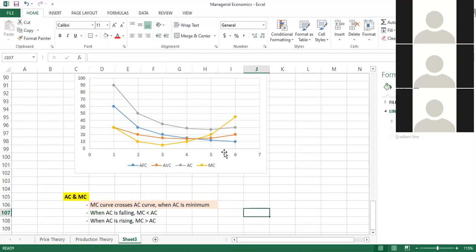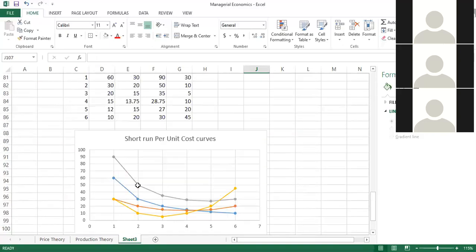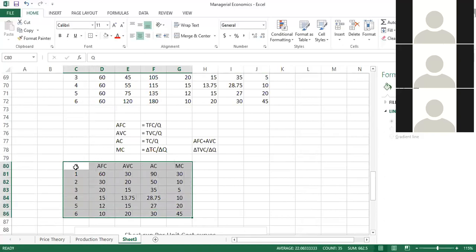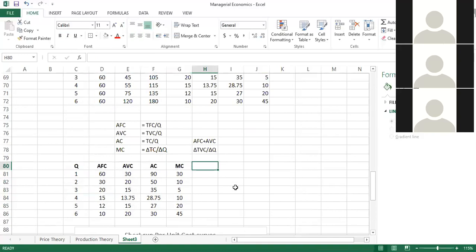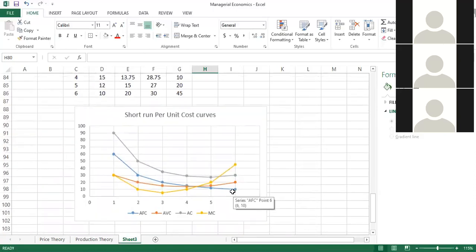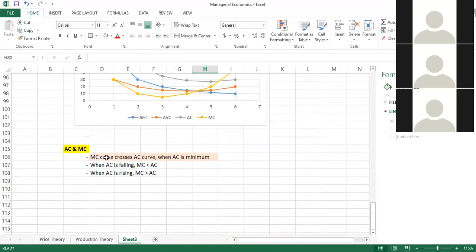Whenever we incorporate cost curves into the profitability analysis, what do we use? Per unit cost curves. That's why I mentioned earlier that per unit cost curves are very important when we analyze profitability. So you need to remember this relationship whenever we analyze cost.